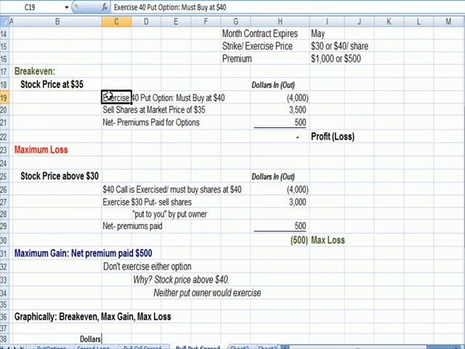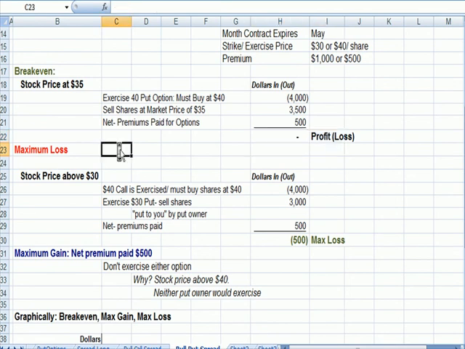We own the 40 put option. The other person owns the 40 put option. They're going to sell at 40. We must buy at 40, which means we pay out $40,000. Well, we take those shares that we bought up here, and we're going to sell them at the market price of 35 and get in $3,500. The net premiums that we paid is an inflow of $500, so there's our break-even stock price of 35.